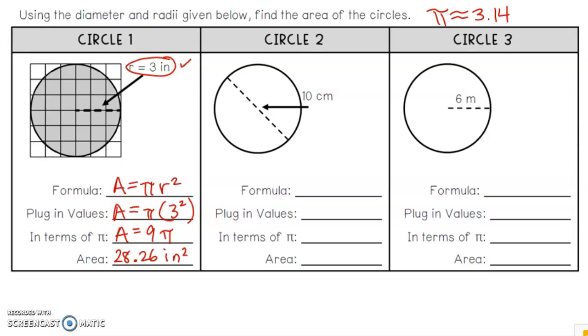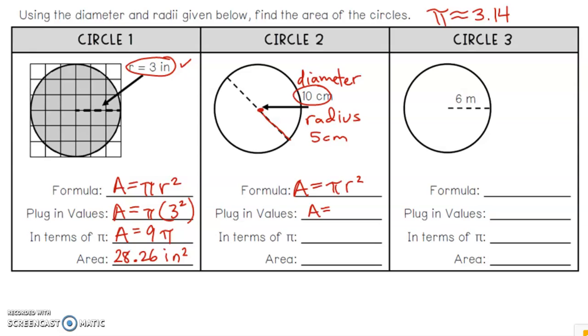All right, so on this next circle, 10 centimeters is the diameter. Do we want diameter for area? No, we need the radius. Remember, radius is halfway across, right? So that's going to be 5 centimeters. All right, so my formula is area equals pi times radius squared.